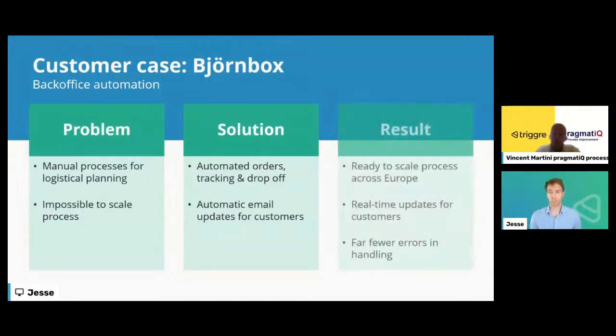So that's what they built, and for them the result is that they're now ready to scale the process across Europe. They've actually started doing this, which is really, really exciting. They have those real-time updates, so the customer always knows, I sent this box from, I don't know, Amsterdam to Copenhagen. Where is it? Is it going okay? And they have far fewer errors in handling, obviously, because it's no longer a manual process, which means that they can do more with far fewer hands.